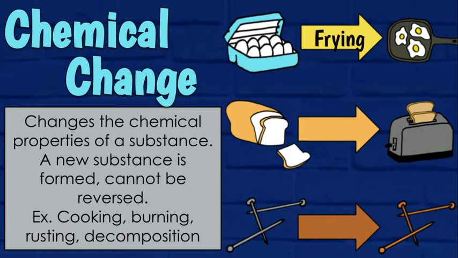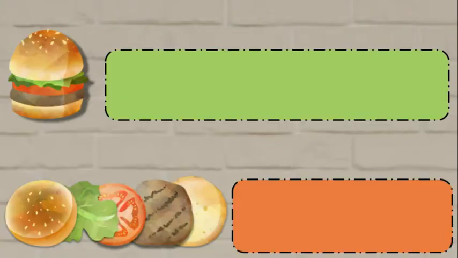Frying an egg is a good example. You might see that on your test. Frying an egg is an example of a chemical change. Toasting bread is an example of a chemical change. Rusting, so the rusting of a key or a nail, or you put something metal outside and it rusts. This is a chemical change. So remember these for your test.